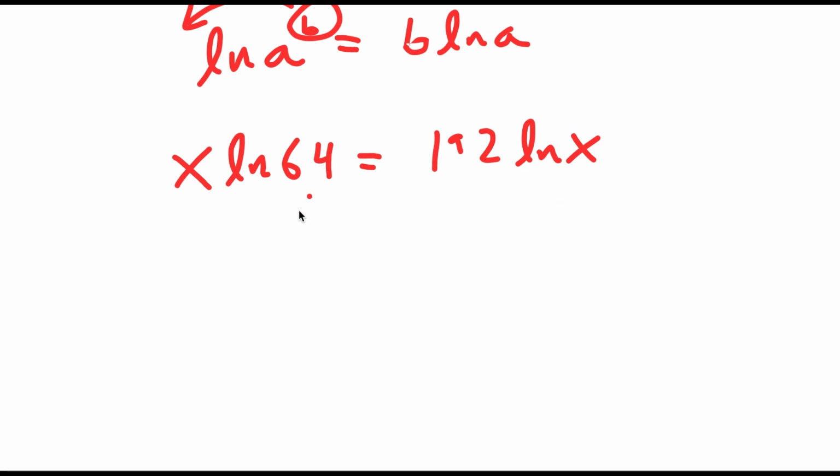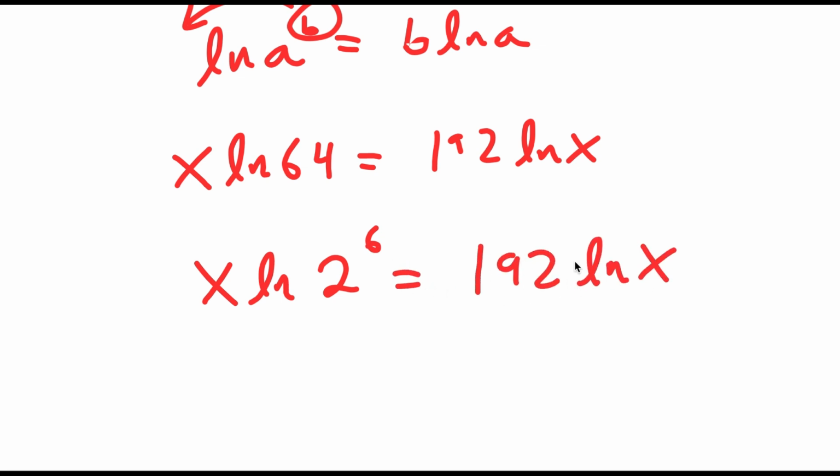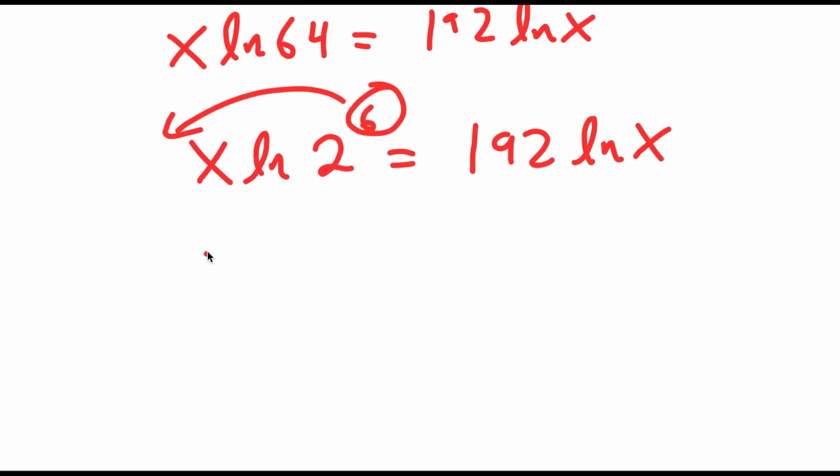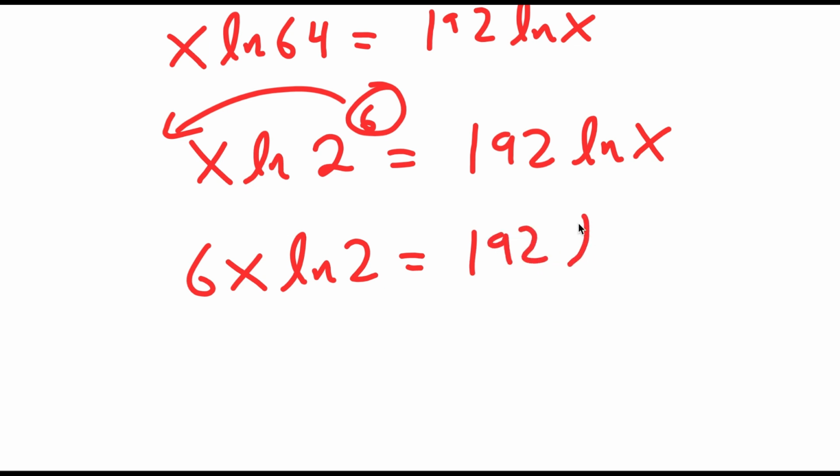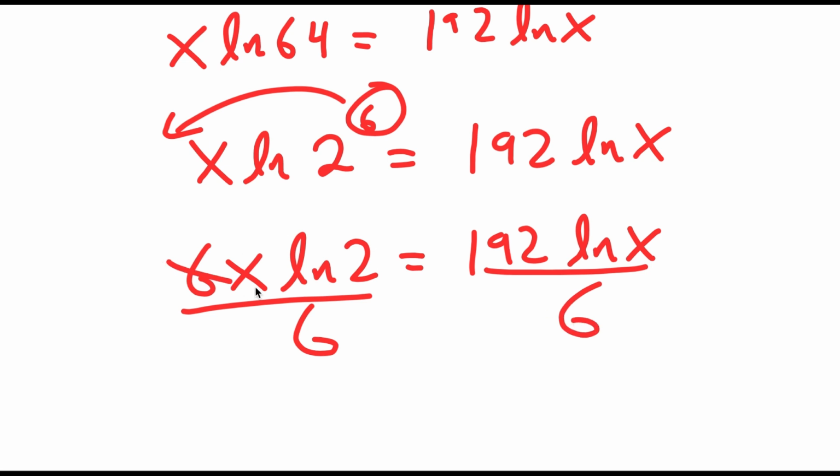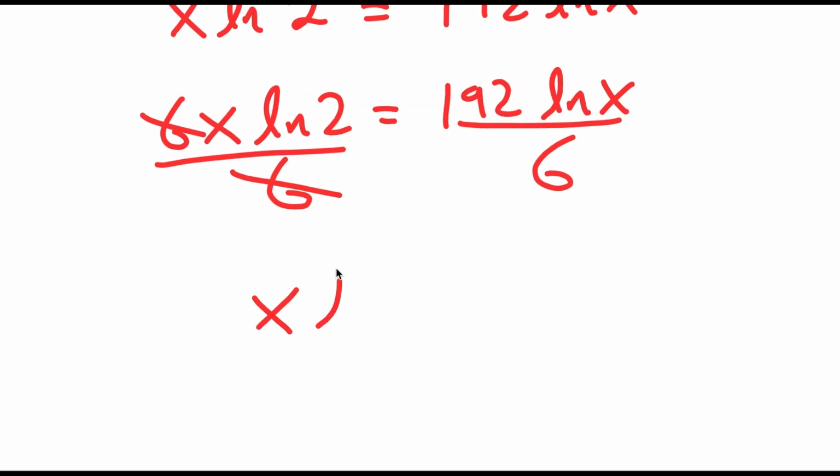Now, 64 is the same thing as 2 to the power of 6. So I can move 6 to the front now. So now I have 6x times ln 2 is equal to 192 times ln x. Now I'm going to divide both sides by 6. So I get x times ln 2 is equal to 32 times ln x.